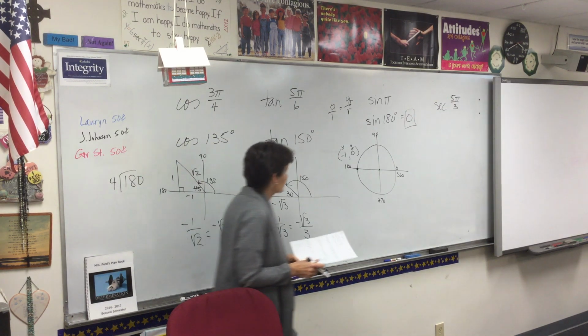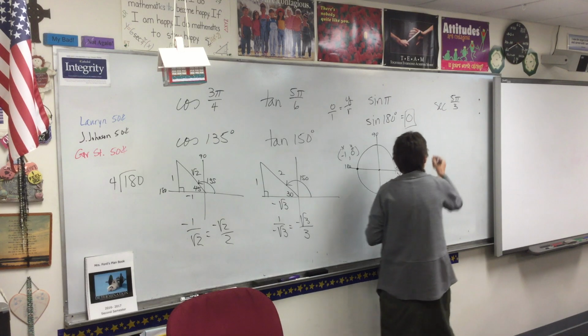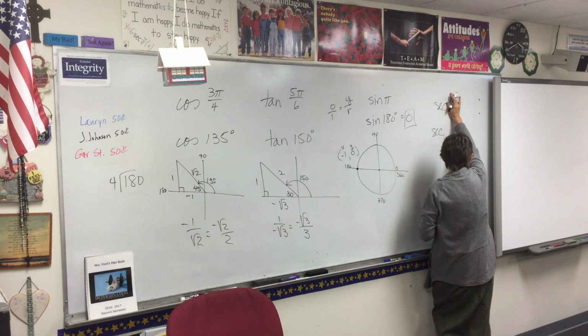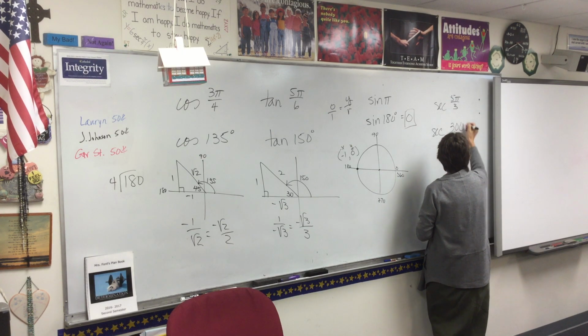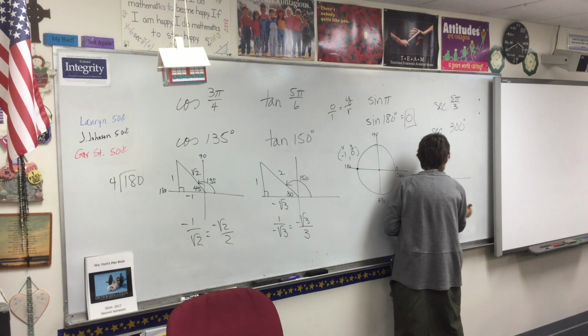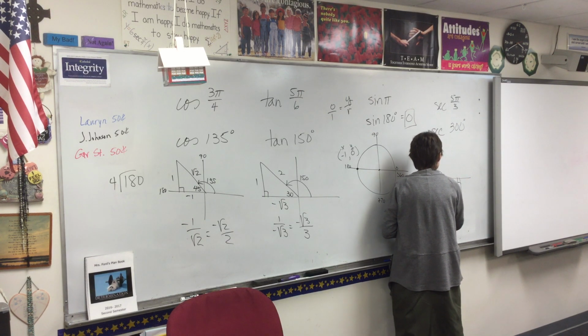All right, next, secant 5 pi over 3. All right, how many degrees is that? Pi divided by 3 is 60 times 5 is 300. Quadrant 4. This one's gonna be in quadrant 4. So this is gonna be a triangle.